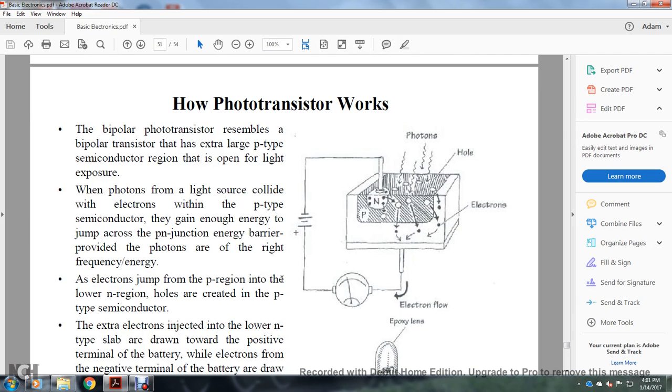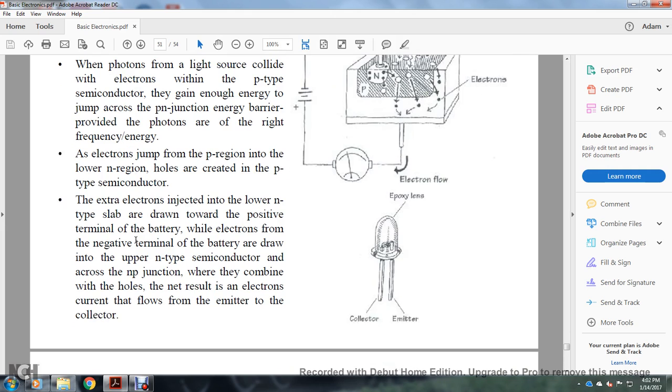Alright, how phototransistors work. Bipolar phototransistors resemble bipolar transistors. They have an extra large positive type semiconductor region open to light exposure. The photons from the light source collide with the electrons in the positive type semiconductor, giving them the energy to jump across the positive-negative junction, with the photons provided at a bright enough frequency and energy.